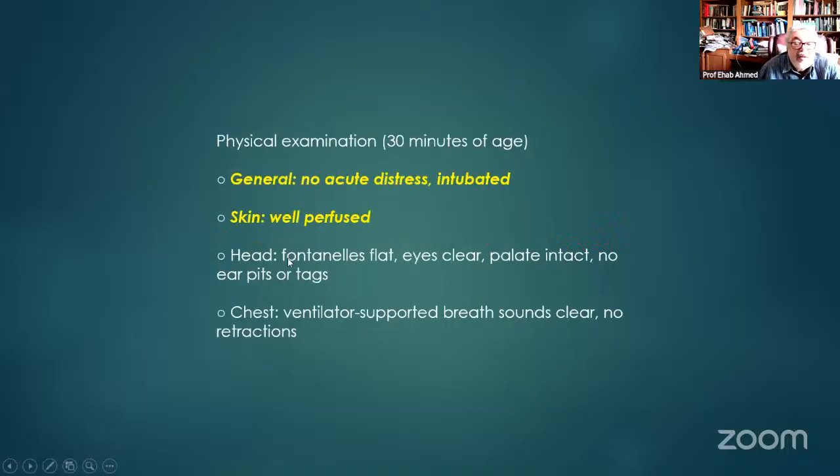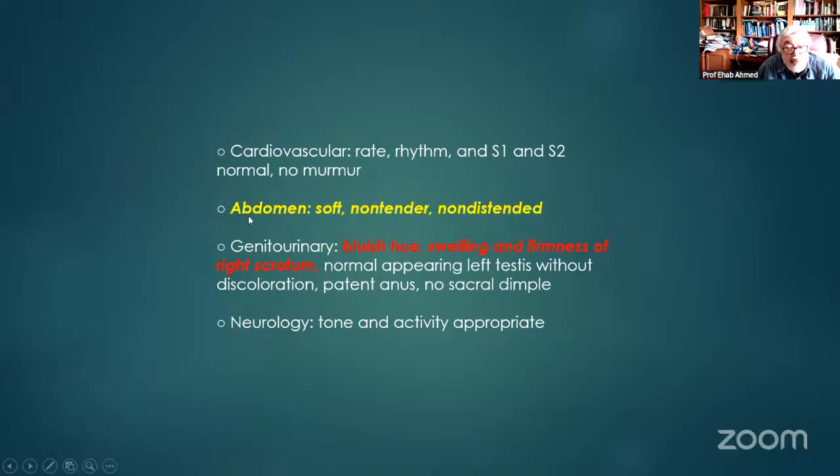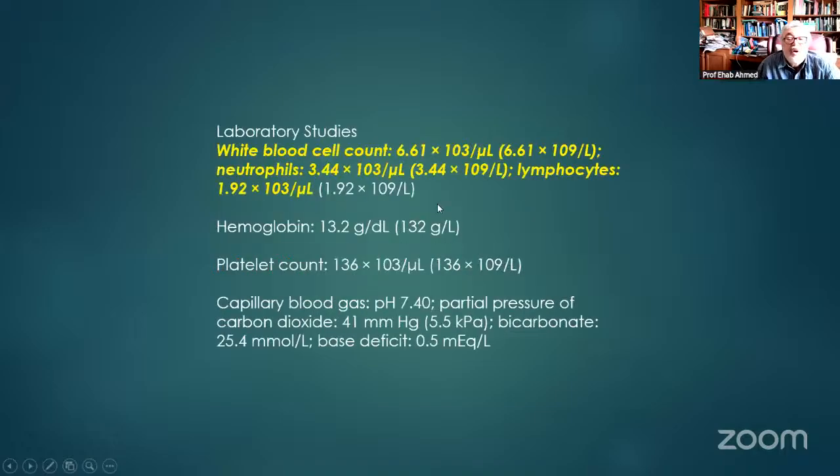I'm skipping the comment on all other systems because they are normal. I'm focusing on the keywords. The abdomen was soft, this is important, non-tender, non-distended. But there was persistent bluish hue, swelling, and firmness of the scrotum. Patent anus, no sacral dimples. CBC and CRP were benign. There was no evidence of sepsis or infection. This is important because whatever is going on might be because of infection. H&H appropriate, platelet count okay, blood gas is appropriate.